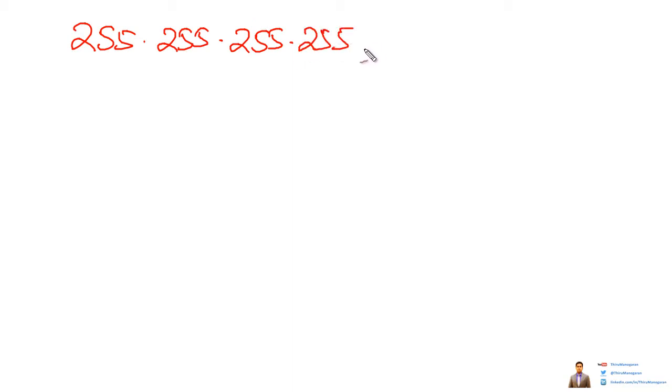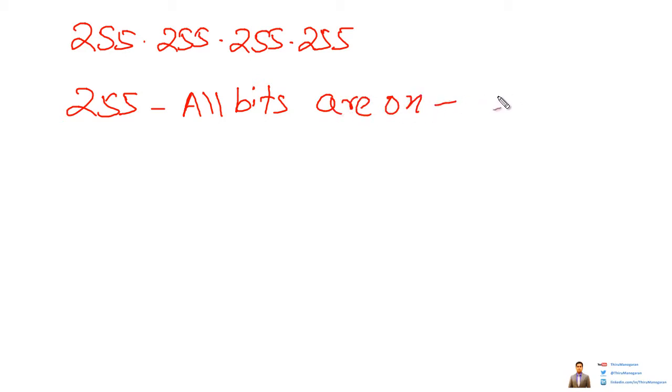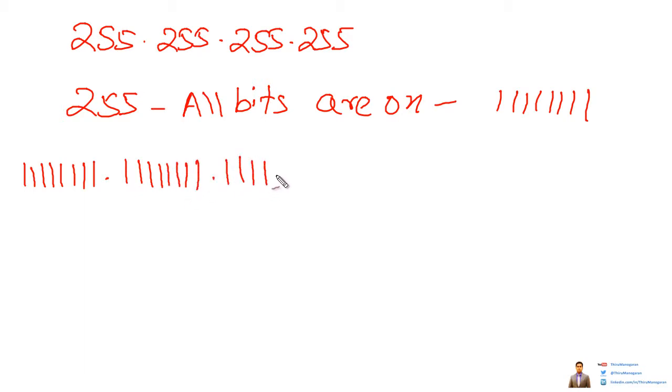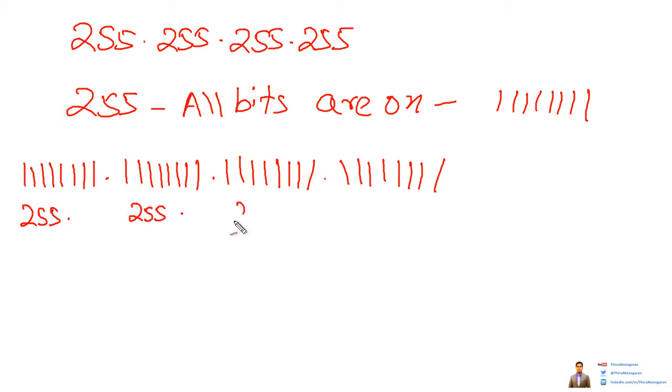An IPv4 subnet mask would be like this: 255.255.255.255. When it's 255, that means all bits are on, which means all of them are binary 1. So it would be like this: 1 2 3 4 5 6 7 8, 1 2 3 4 5 6 7 8, 1 2 3 4 5 6 7 8, dot 1 2 3 4 5 6 7 8. So this would be 255. All bits are on. 255, 255, 255.